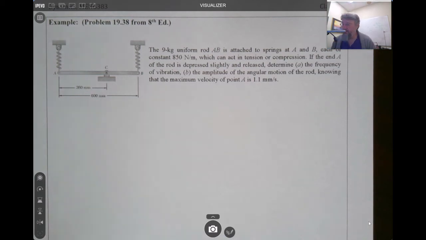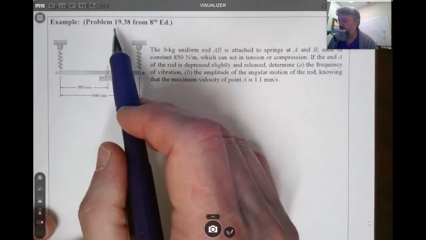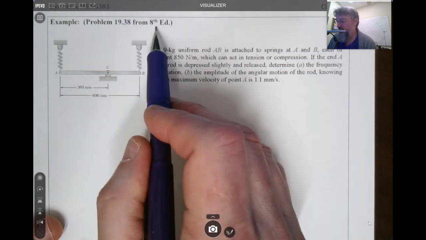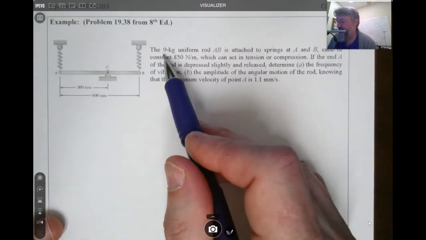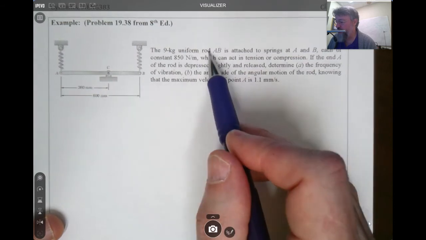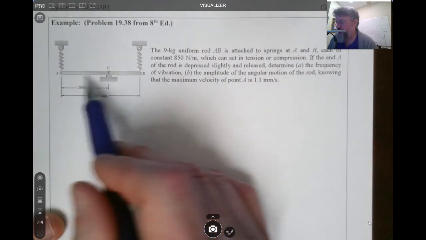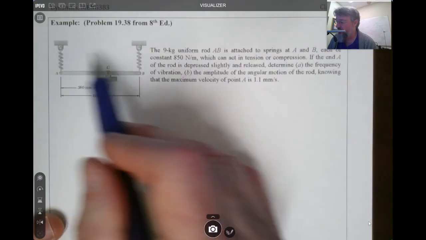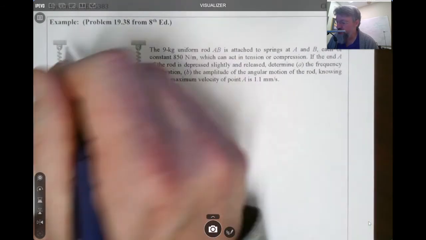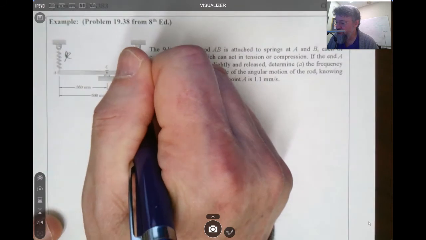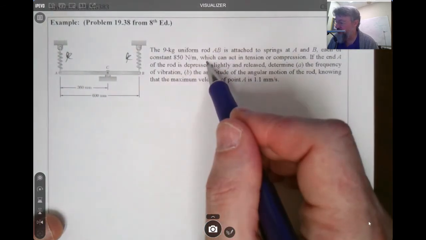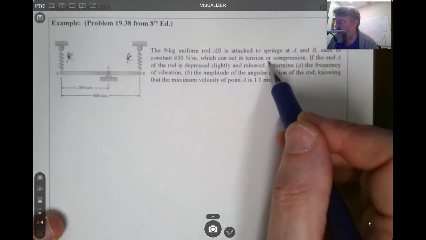All right, so here we have another example. This is problem 19.38 from the 8th edition of Beer-Johnston. And we have a 9-kilogram uniform rod, AB, attached to springs at here and here, and each of them has a spring constant of 850 newtons per meter, which act in tension or compression.